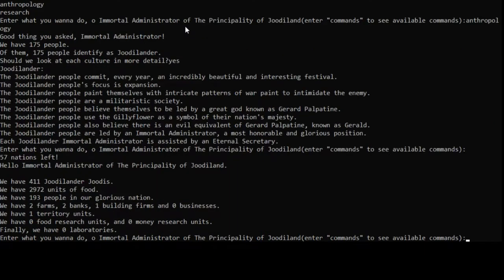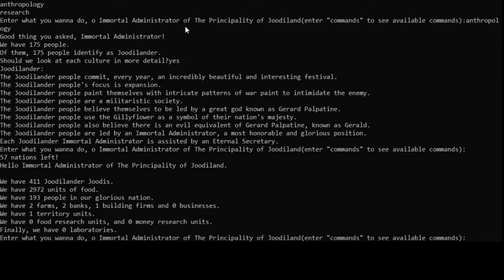And what's good is if you have more than one culture in your country, you can actually release them as a vassal state, or as a puppet state, whatever you want to call it. But you need to have more than one territory unit, otherwise it won't make sense. It's a bit of an abstract way of showing how much territory you have.